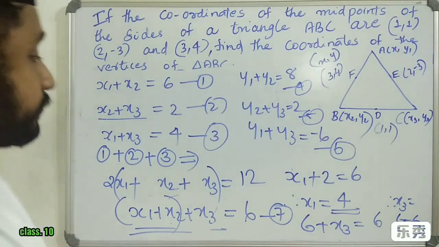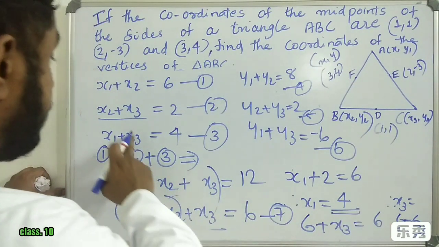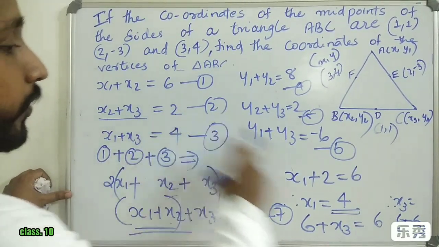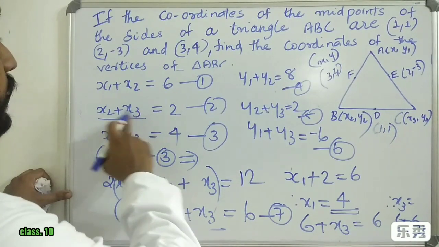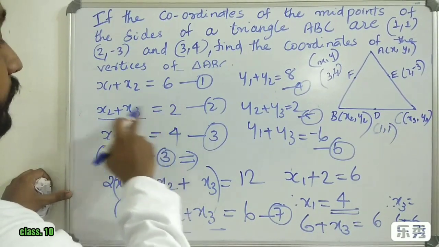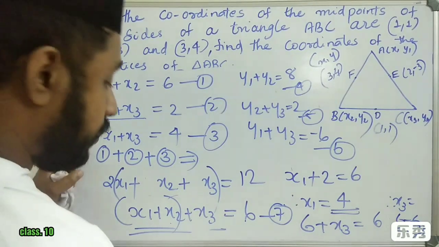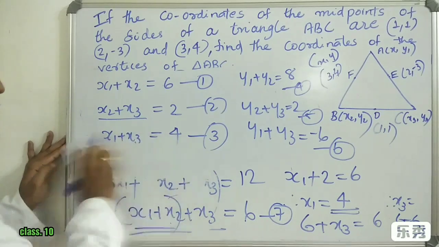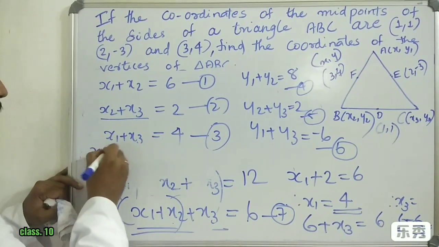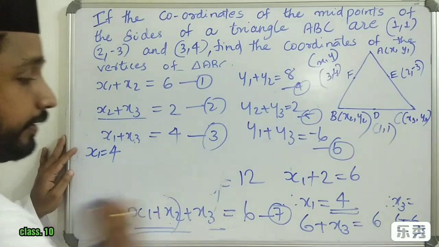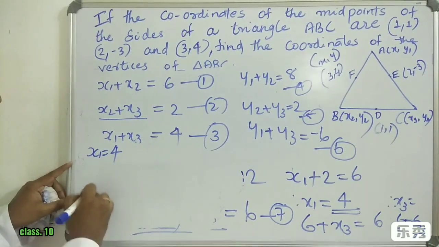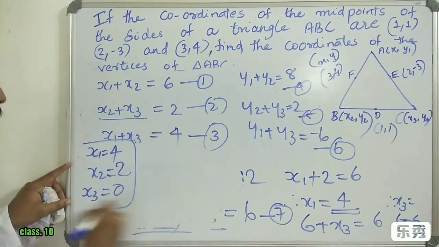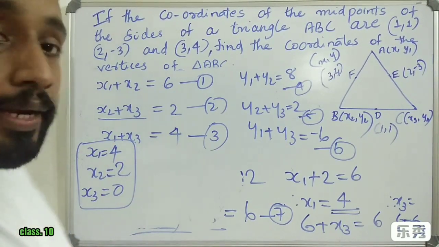Substituting the value of x3 here, we will get the value of x2, which means x2 plus x3 is equal to 2. x3 is 0, therefore x2 plus 0 is equal to 2, therefore x2 is equal to 2. So we got the values: x1 is equal to 4, x2 is equal to 2, and x3 is equal to 0. So we got three values for x1, x2 and x3.